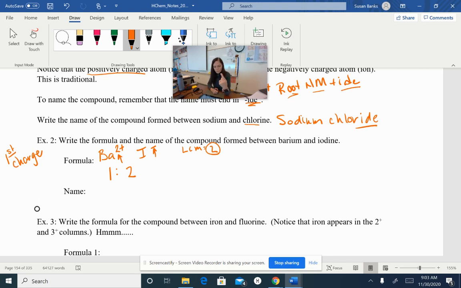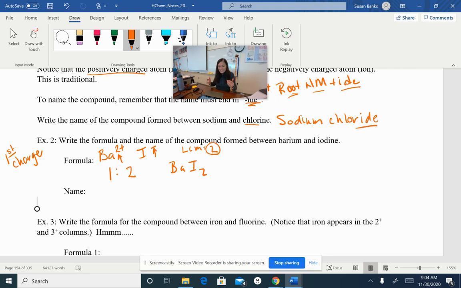Positive 2 plus 2 negative 1s equals 0. That is my charge ratio here. So I'm going to have 1 barium and 2 iodines, and I'm going to write the 2 iodines with a subscript like this.